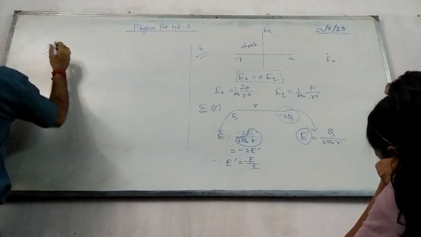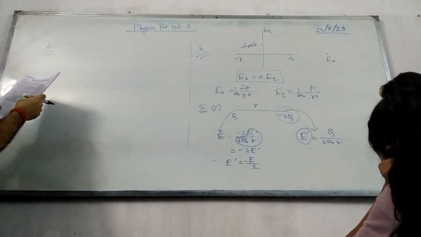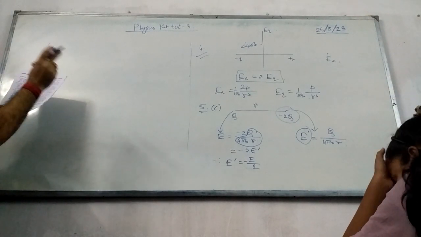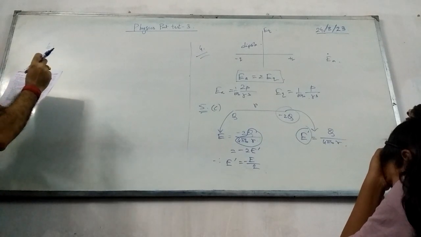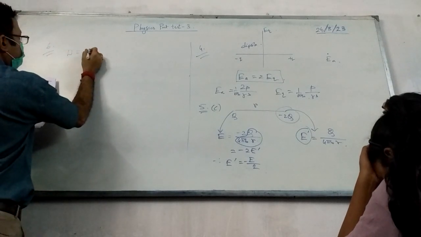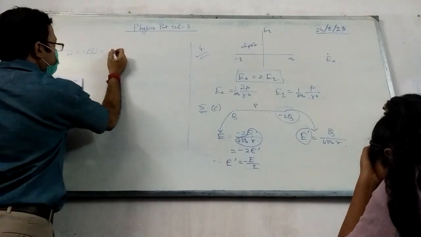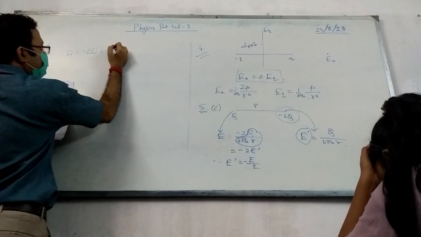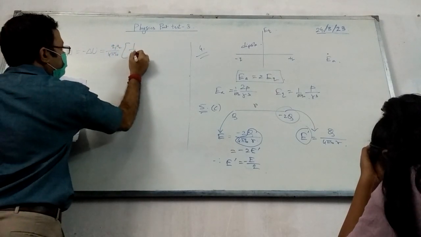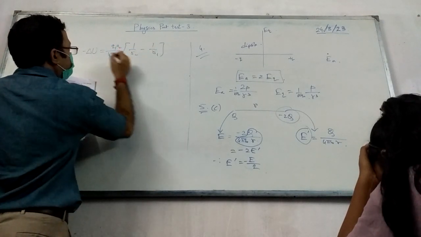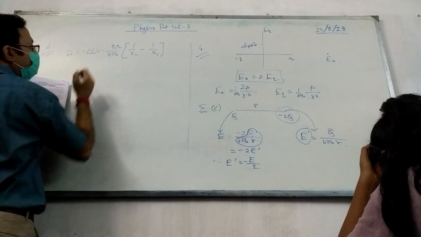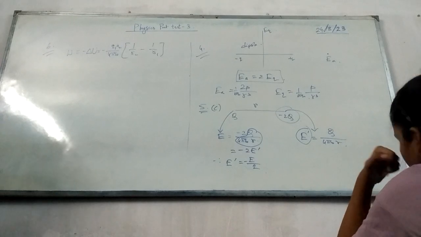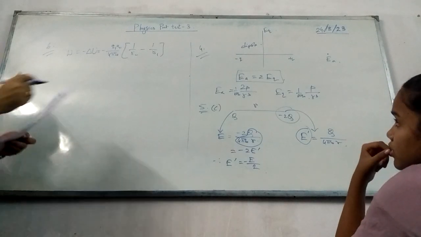Question number 6. It says two positive point charges of 12 and 8 microcoulombs respectively are placed 10 cm apart in air. The work done to bring them 4 cm closer. So you know work done is equal to the negative of change in potential energy, and the formula for change in potential energy is 1 by 4 pi epsilon naught q1 q2 into (1 by r2 minus 1 by r1). So you can put a minus sign in front of it. Okay? This is the formula for change in potential energy.